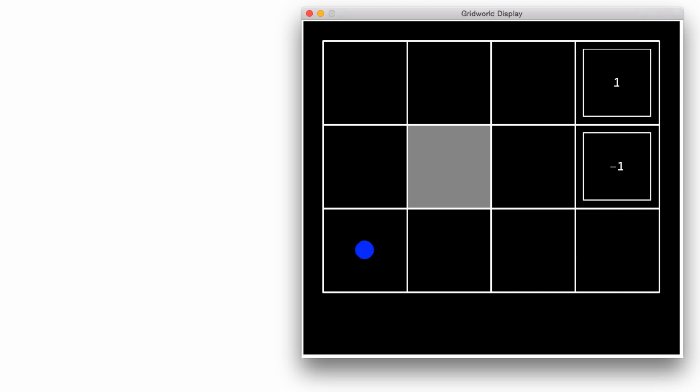And then there's two squares on the top right that have numbers in them. These states have reward values. In fact, one of them has a negative reward value, which is a penalty. So the agent's goal is to collect this reward.